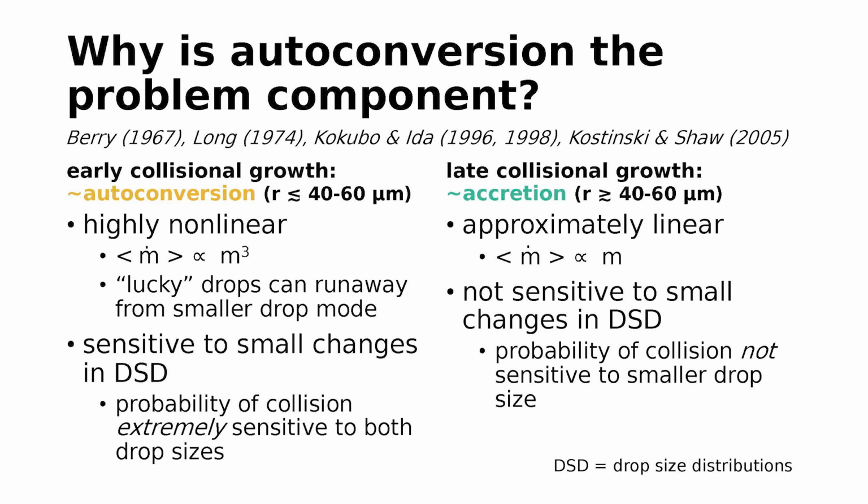In contrast, if we look at later collisional growth, so when our larger drops involved are above around 50 microns, we have approximately linear growth. We're not really super sensitive to small changes in the drop size distribution, and this is, I think, the theoretical underpinning for why we often have accretion parameterizations that agree really well with each other, and autoconversion goes all over the place.